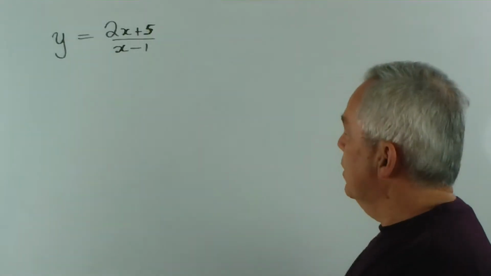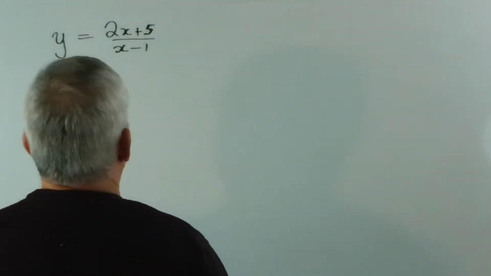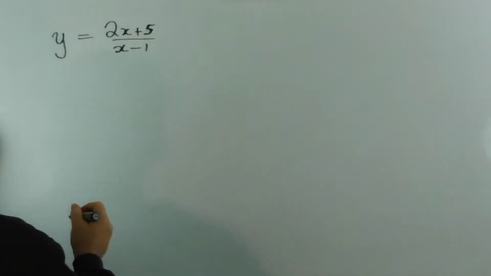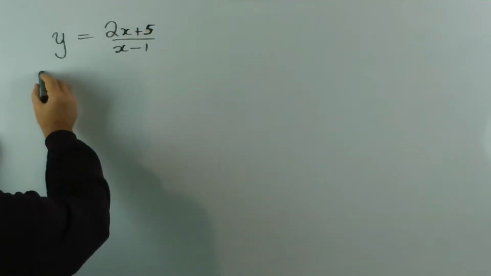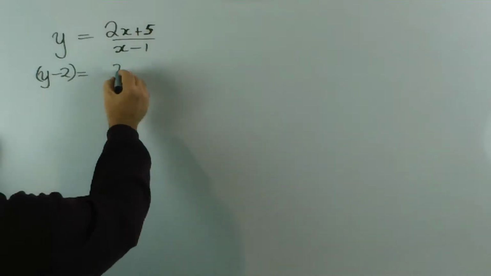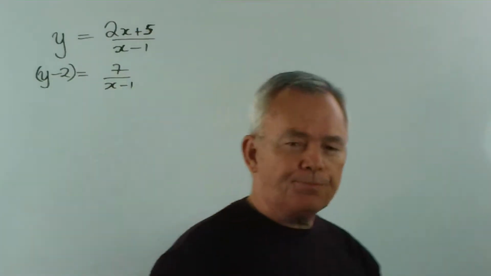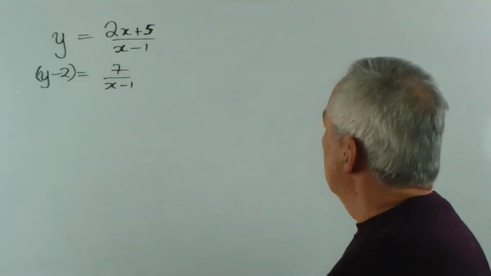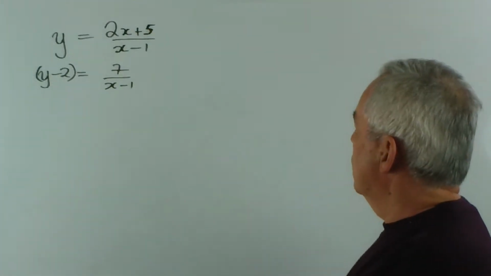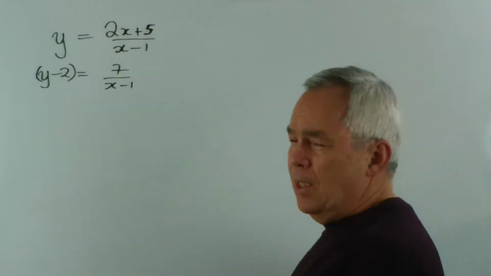Well, here's our first one. You might recognise it as one we discussed. And what do we end up with? I think we ended up with y minus 2 was equal to 7 over x minus 1 from memory. This is after we performed the division. Now, let's analyse this.